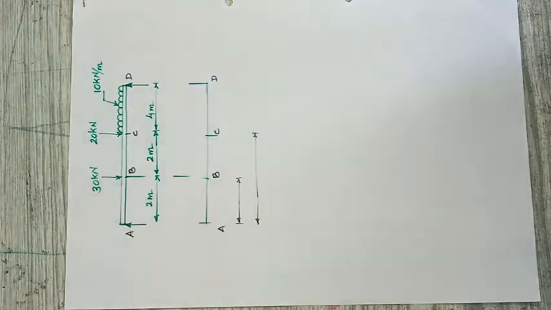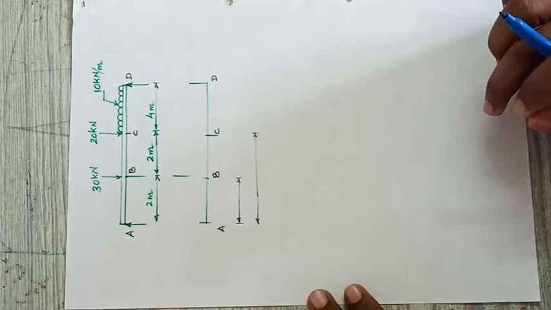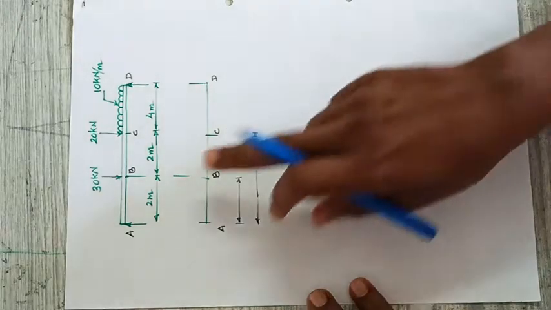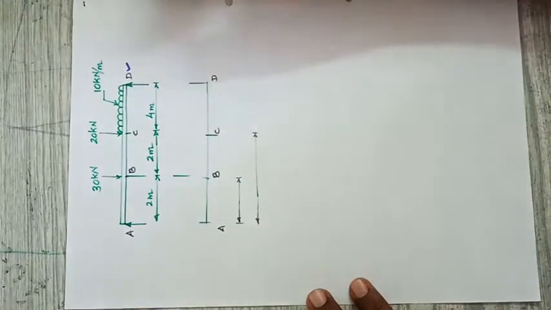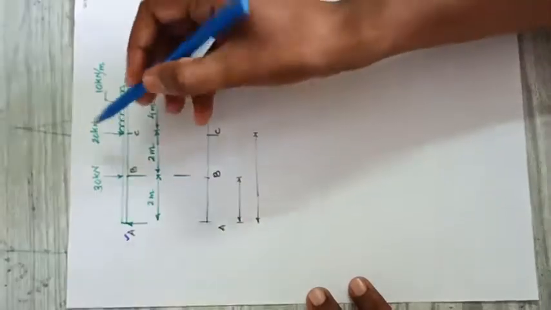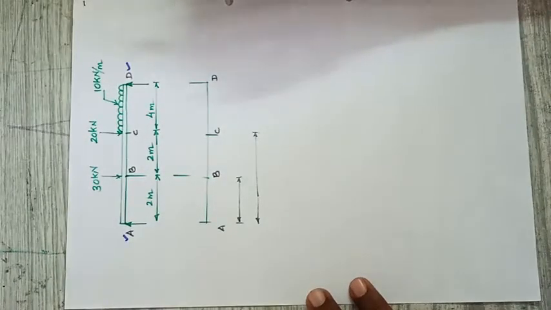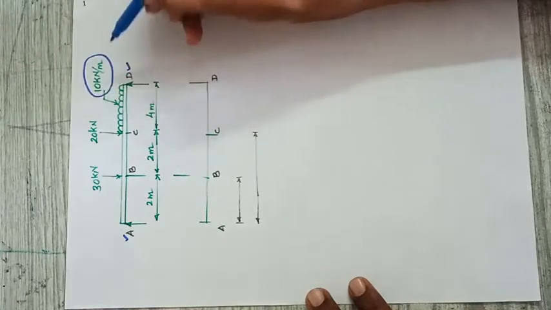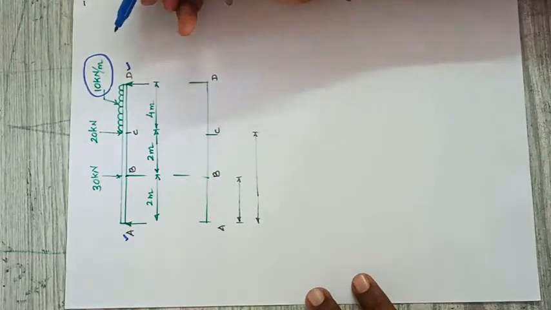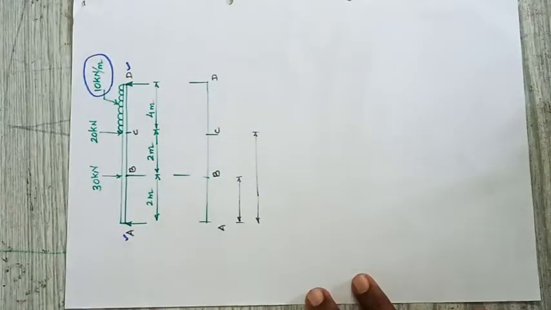Take the next problem. It is on a simply supported beam. In this simply supported beam, it is supported at point A as well as point D, and there are 2 point loads, 30 and 20, and along with the point loads there is a UDL. The UDL is of magnitude 10 kilonewton per meter. A span is given here, and we need to find the reaction forces.